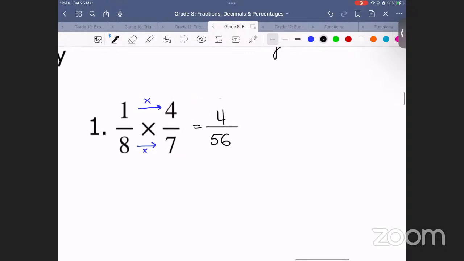Okay, so now you can simplify further. So if 4 can go into 56, you can divide both by 4, and it would simplify. Alternatively, you can put it in your calculator if you are allowed to, and it will give you the simplest form. 4 goes into 4 once, and 4 goes into 56 14 times. So this simplifies to 1 over 14.